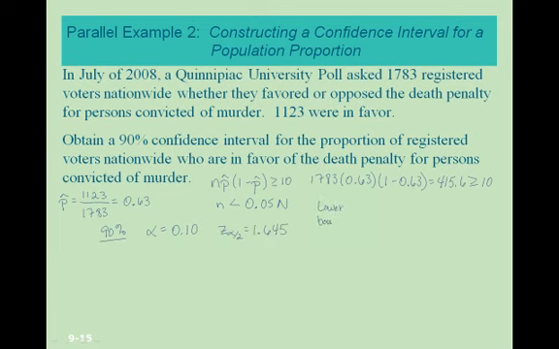So our lower bound will be our point estimate minus the z value times the square root of p hat times 1 minus p hat over n. This is our margin of error. So we have 0.63 minus 1.645 times the square root of 0.63 times 1 minus 0.63 over 1783, which will give us about 0.6112, or approximately 0.61 for our lower bound.